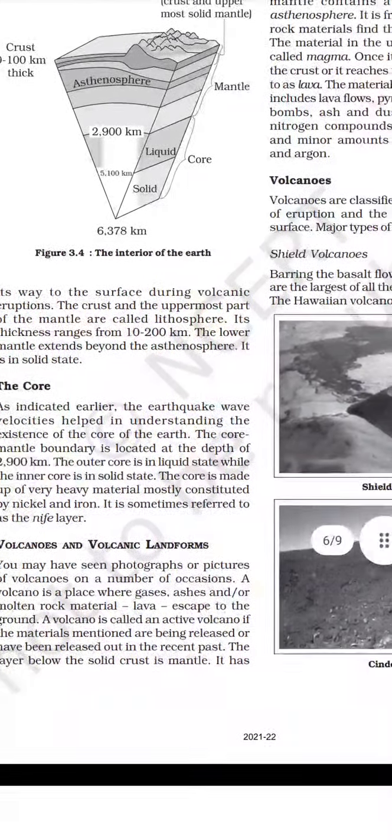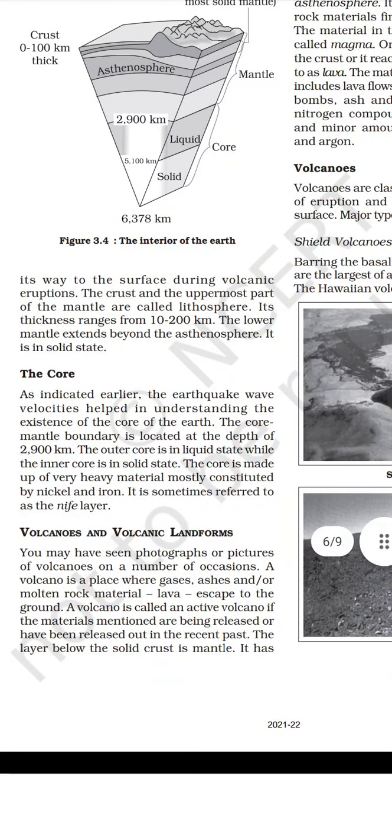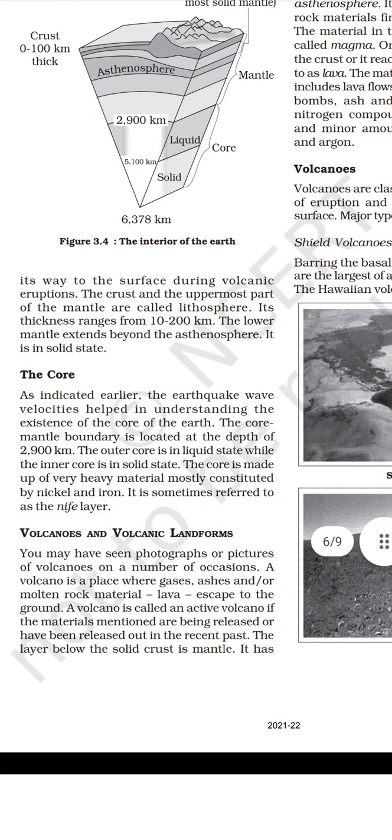The crust and the uppermost part of the mantle are called lithosphere. Its thickness ranges from 10 to 200 kilometers. The lower mantle extends beyond the asthenosphere. It is in solid state. The core.